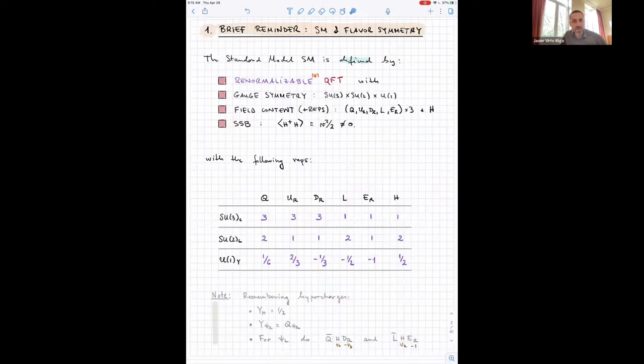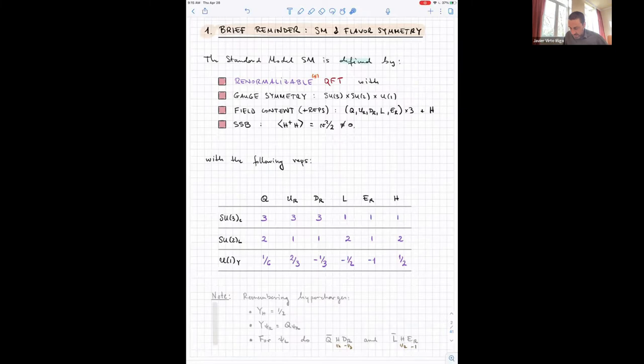And as I said, you have to specify the representations, and this table here is giving you all the information regarding the transformation of these fields according to the gauge symmetry. And this is very easy to remember. So quarks are triplets of SU(3), the rest are singlets, okay? The rest are not colored particles. And then concerning SU(2) left, all the left-handed objects are doublets, and the Higgs is also a doublet, otherwise you wouldn't be able to break the SU(2) left symmetry. But the right-handed guys are singlets, okay?